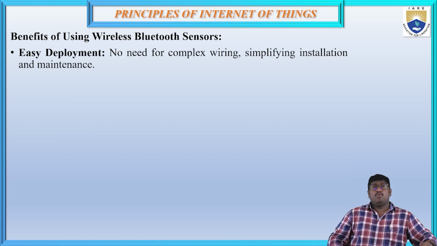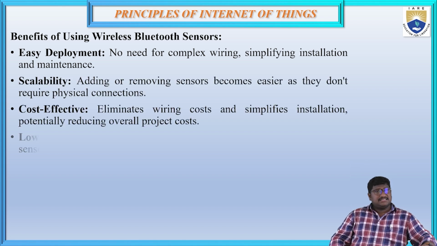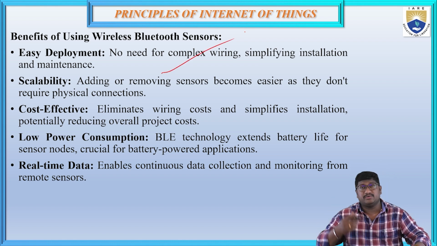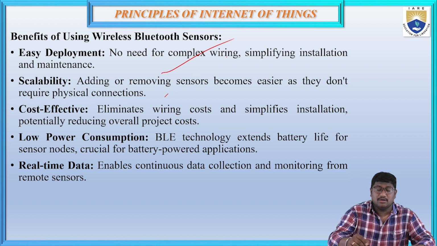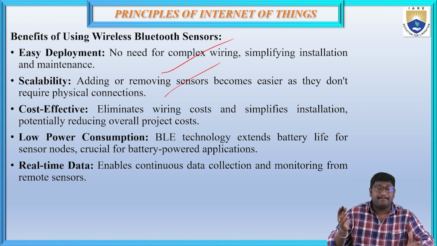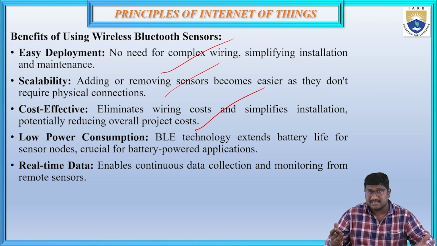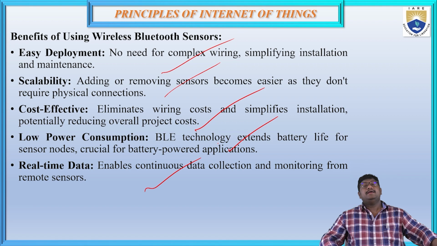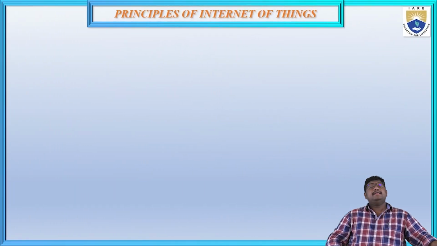And what are the benefits of using wireless Bluetooth sensors? The benefits are easy development, scalability, cost effectiveness, low power consumption, and real-time data. Coming to easy development, we need no complex wiring, which simplifies installation and maintenance. Scalability: adding or removing sensors becomes much easier compared to physical connections. Cost effective: we eliminate wiring cost and simplify installation, reducing the overall project cost. Low power consumption: BLE technology extends battery life for sensor nodes, crucial for battery powered applications. Real-time data: we gather continuous data and monitor sensors in real time.